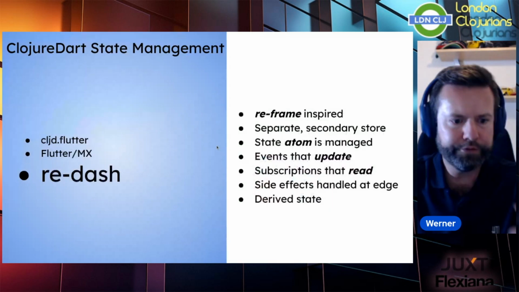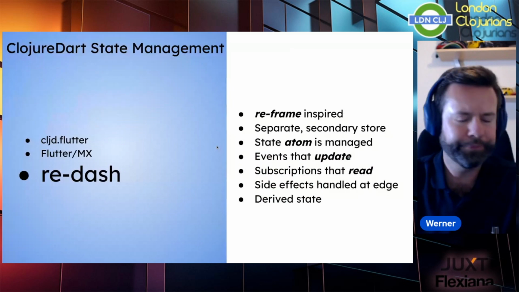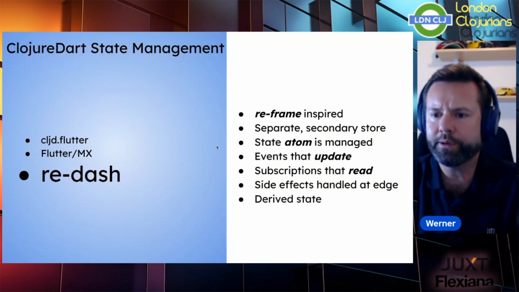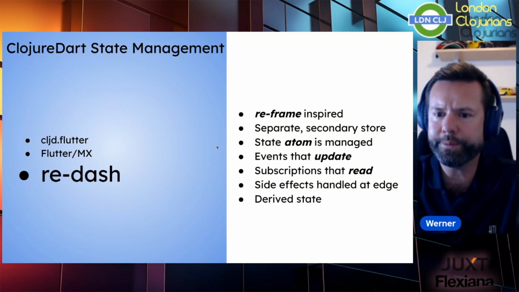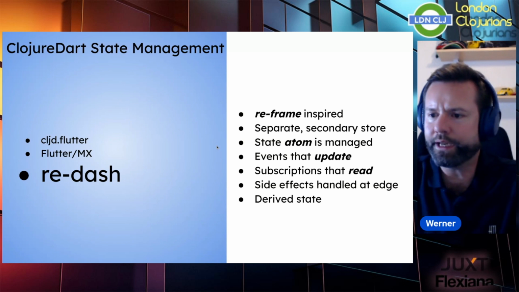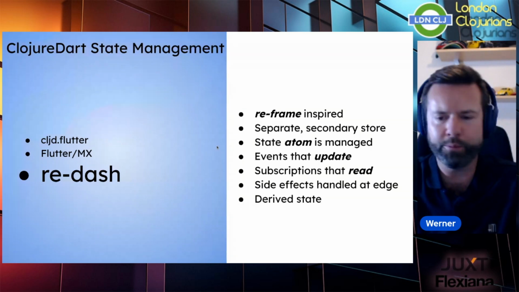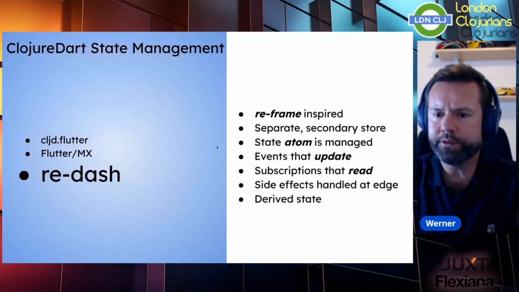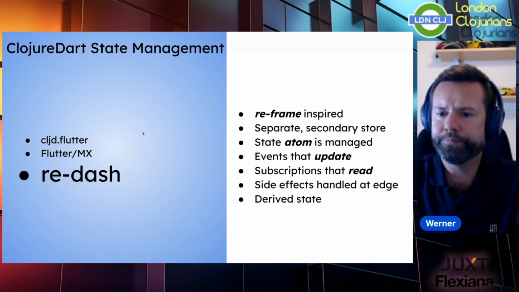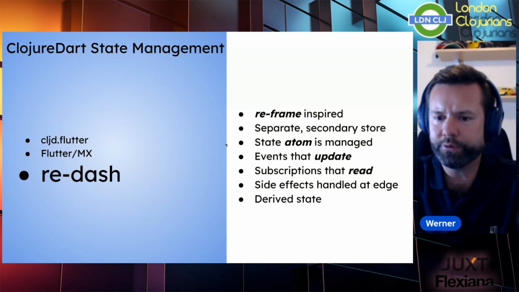Thirdly, in our ecosystem, we have Redash, and this is what we're going to look at today. Redash is Reframe inspired. So for anyone coming from the ClojureScript world, you might be familiar with Reframe. It is a separate secondary store of state. And by that, we mean that our state is decoupled from our views so that it can be reasoned about separately. The state is still represented as an atom, a global atom. The difference is this atom is fully managed by us for Redash, so we don't have to create it and pass it along. The way that we interact with this atom is by means of events that update the atom and subscriptions that read from the atom.